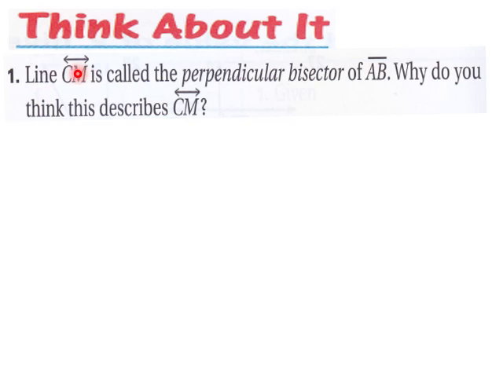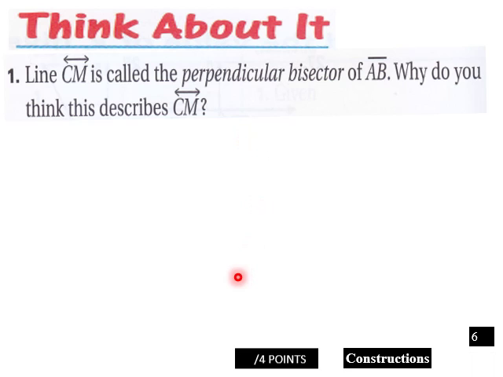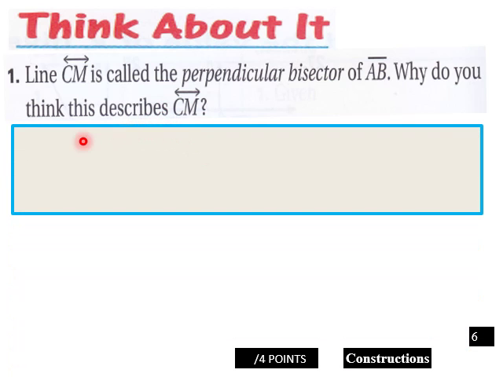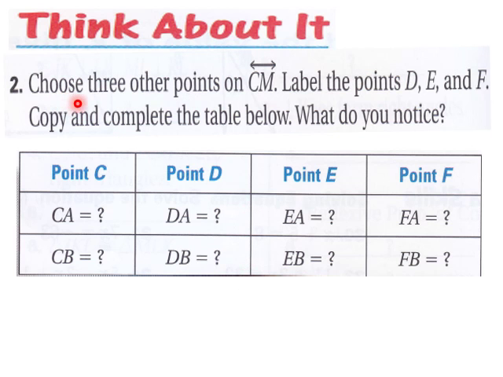Okay, so line CM is called a perpendicular bisector of AB. Why do you think this describes CM? Well, what makes it a perpendicular bisector? So put a text box here and write your explanation here, your description of CM. Why is it a perpendicular bisector of line segment AB? And then 2, think about it.